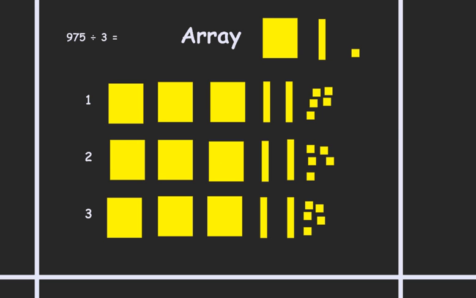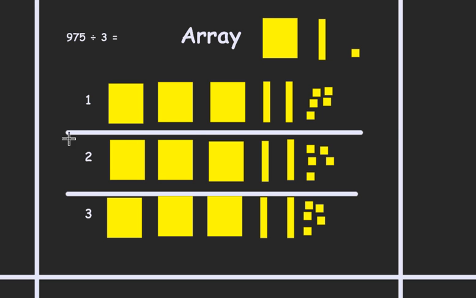Now each row, and I can draw lines here so you can see it better, each row has exactly 100, 200, 300, 310, 320, 321, 322, 323, 324, 325. So my quotient would be 325. And I can tell that because I have 975 out here and 325 in each row. So now let's look at our next one.